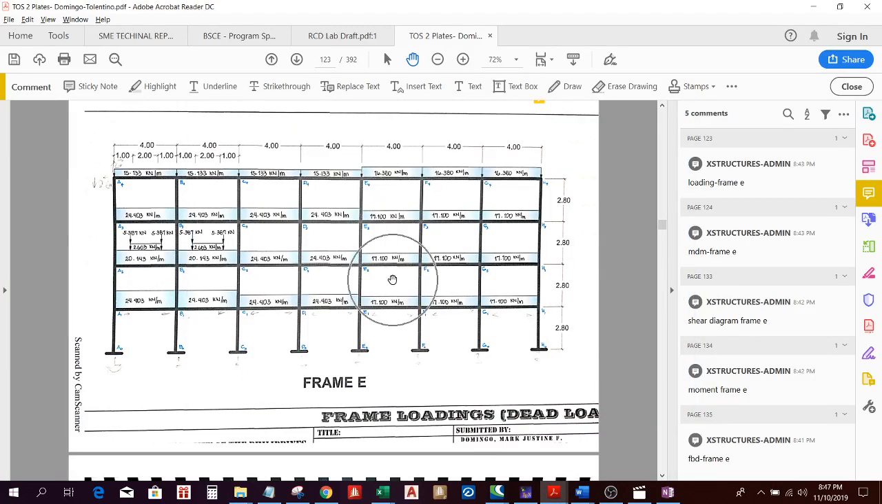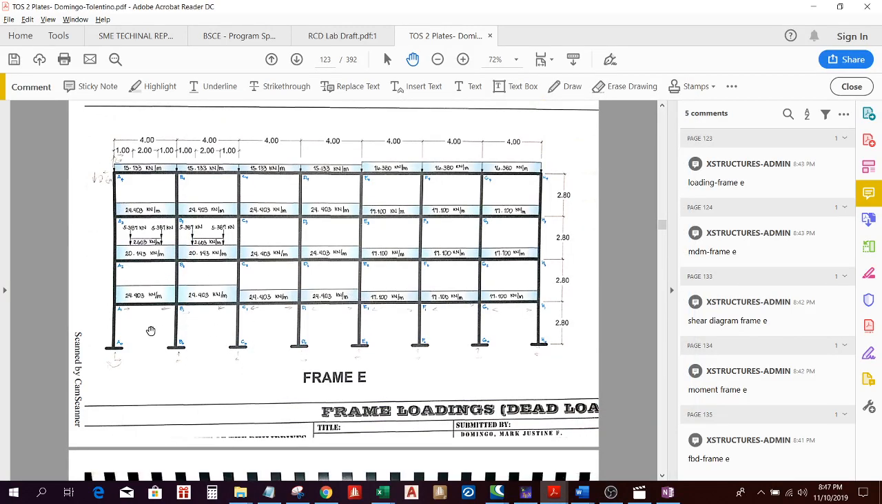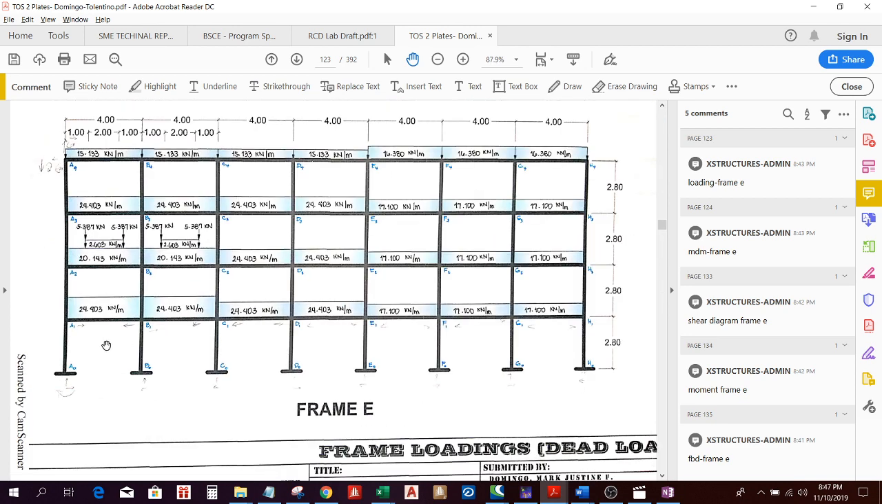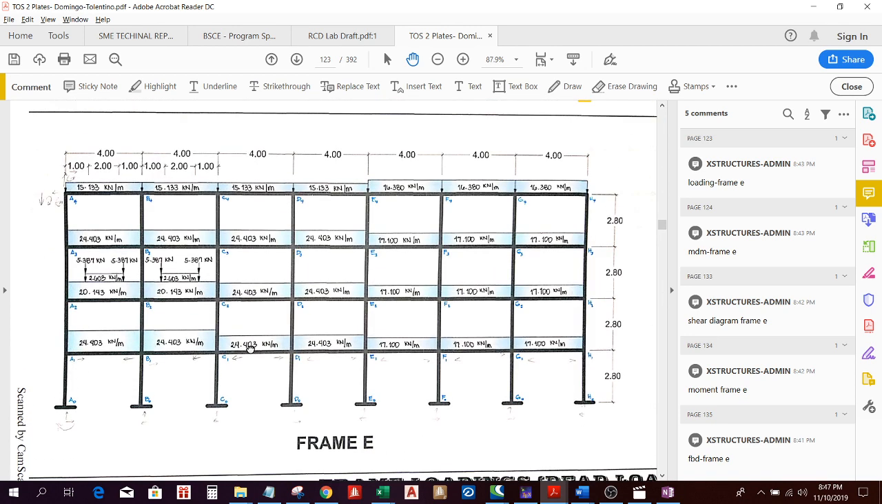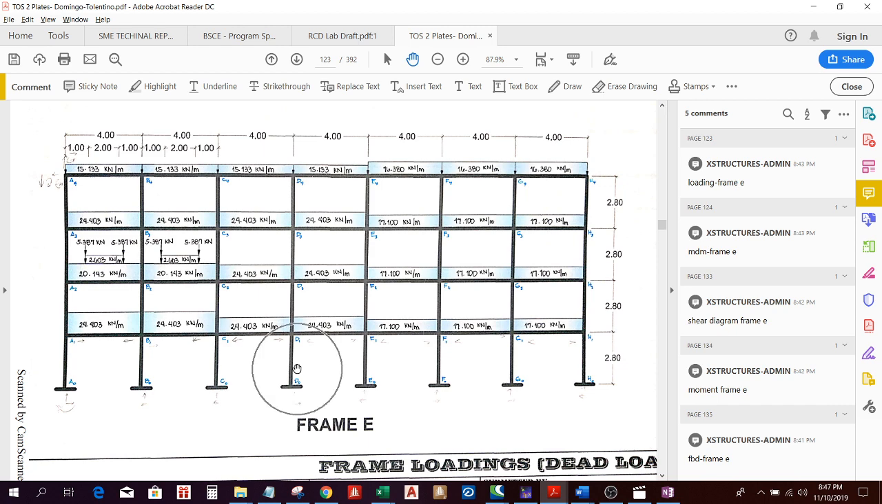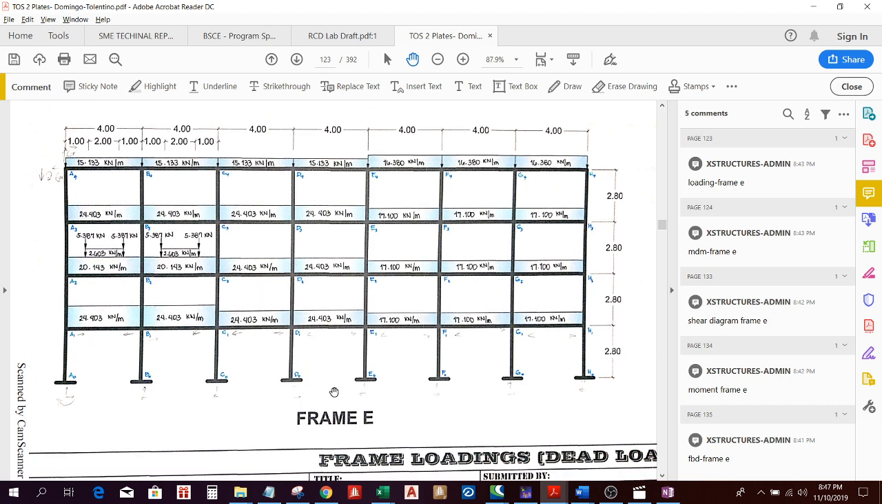Okay, so in this video, I will show you how to correctly draw the shear and moment diagram from the result of your moment distribution method spreadsheet.